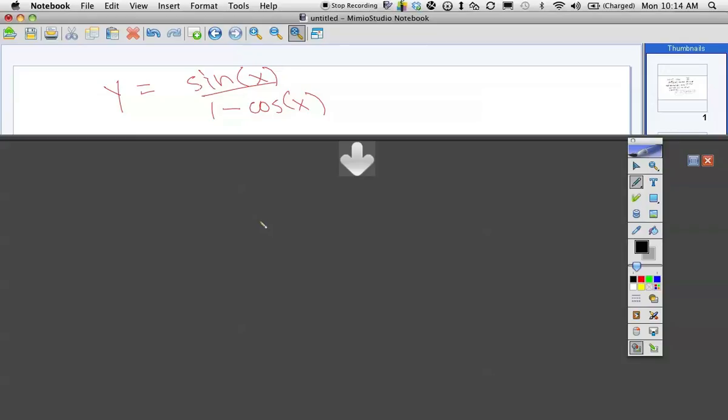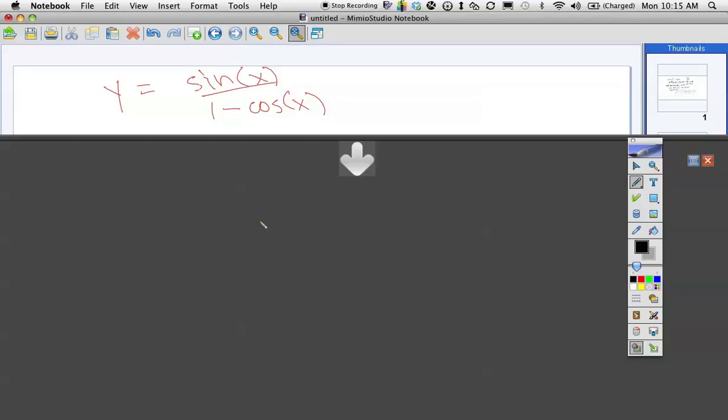Quotient rule. U over v. So u is 1 minus cosine of v. It's u prime times v minus u times v prime all over v squared. All right, a little hint here: there is some algebra and some simplifying you can do here. And in this case, yes, you have to.